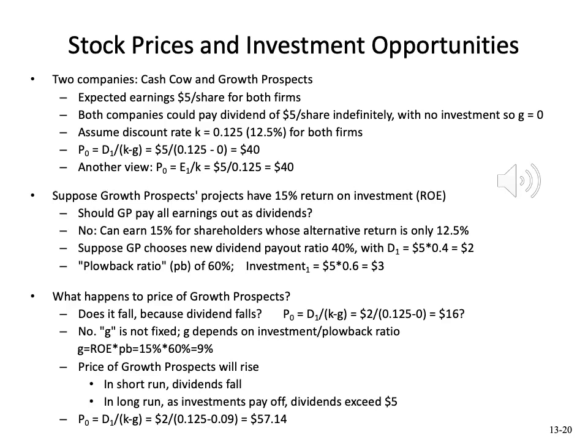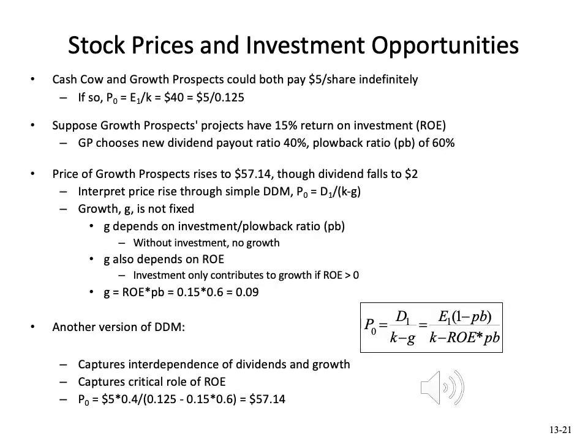Okay? So the price of the growth prospect will actually go up. How do we do that? P0 equals D1, which is $2, divided by K minus G. K is again 12.5%, but now the growth rate is 9% instead of 0%. When you plug in the new numbers, you calculate the stock price is $57.14 for the growth prospect.